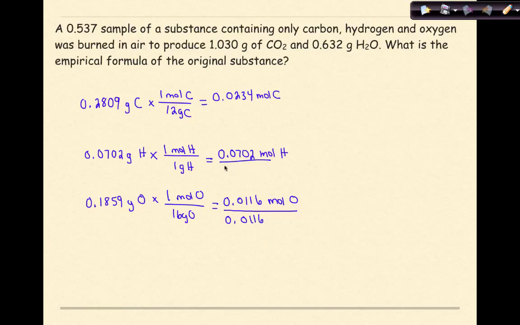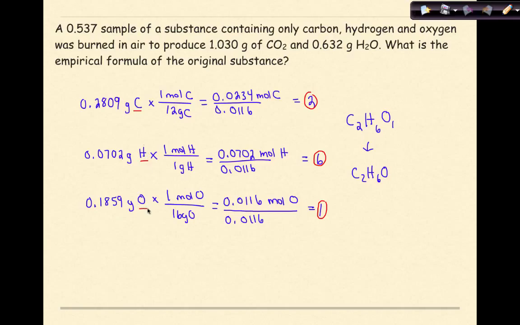So 0.0116, divide this one by 0.0116, and divide this one by 0.0116. And what do I get? Well, for this one I get 2, for this one I get 6, and for this one I get 1. Now what do these represent? These represent the subscripts of each of these elements in the empirical formula. So the empirical formula here would be C2H6O1, or more specifically, just C2H6O. That is my empirical formula. These numbers, again, are subscripts, and these subscripts go with each of these elements that we see up here. And therefore, you've answered your problem of what is the empirical formula of this particular substance.